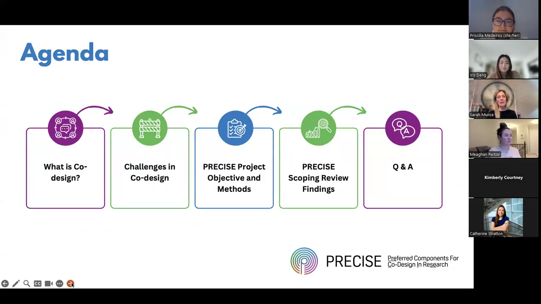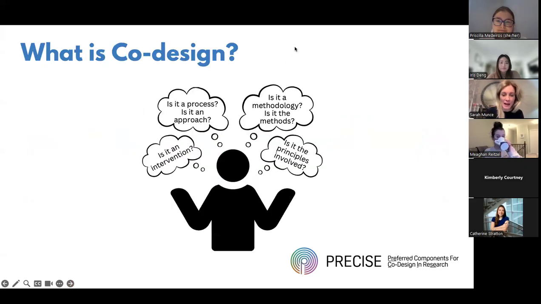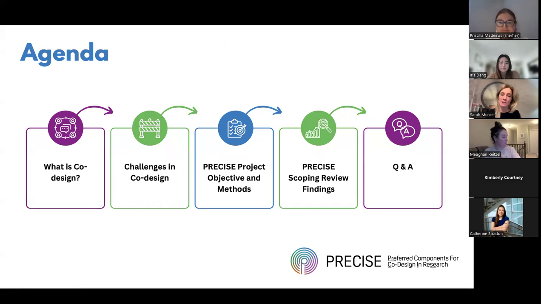So in terms of the agenda for today, touching on, what is co-design? We're hearing that term being used a lot of late. The challenges in co-design, which many of you who have an interest in this area are likely familiar with. Then giving you some details about our Precise initiative, the overall objectives, specific objectives, and the methods. As promised, the results from our scoping review. A heads up, there are a lot of results, and then an opportunity to have a discussion.